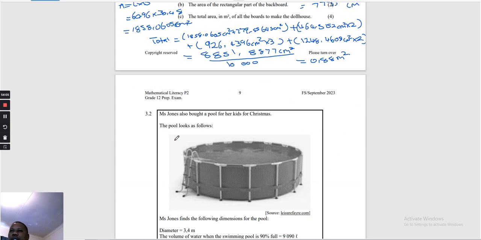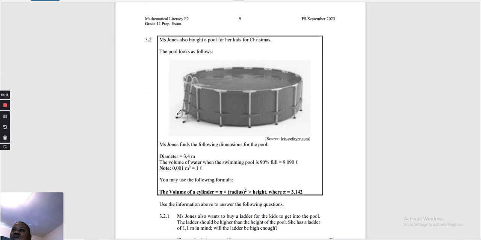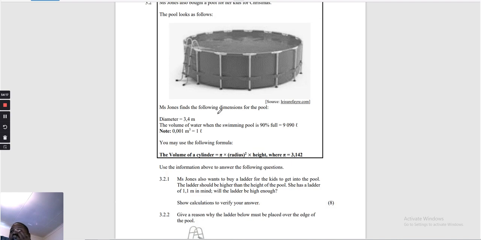Let's go to question number 3. Mr. Jones also bought a pool for her kids for Christmas. The pool looks as follows. There's a ladder for getting inside and outside. Mr. Johnson finds the following dimensions for the pool: diameter, and the volume of the water when the swimming pool is 90% full. That means they are not going to fill the pool 100%. Note, 0.001 meter cubic is equal to 1 liter. You may use the following formula.